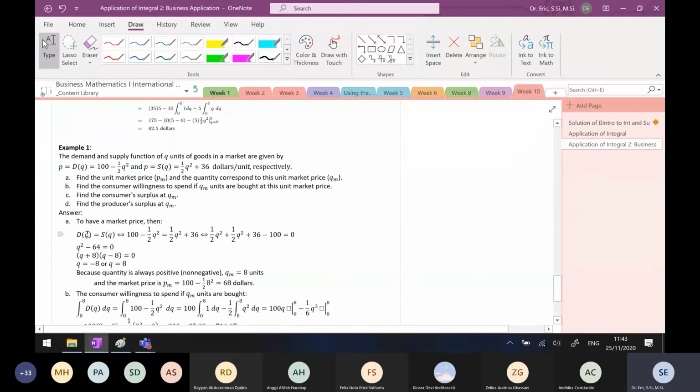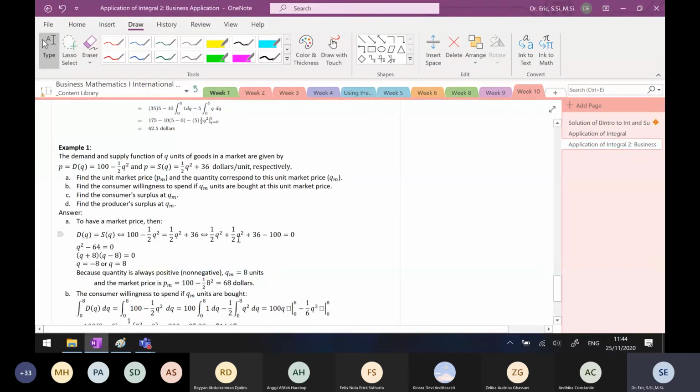It is the intersection point between the demand and supply function. Okay, the market price. So you have this one equals this, and you can bring this to the right-hand side: minus a half q squared becomes a half q squared, and 100 goes to the left-hand side.